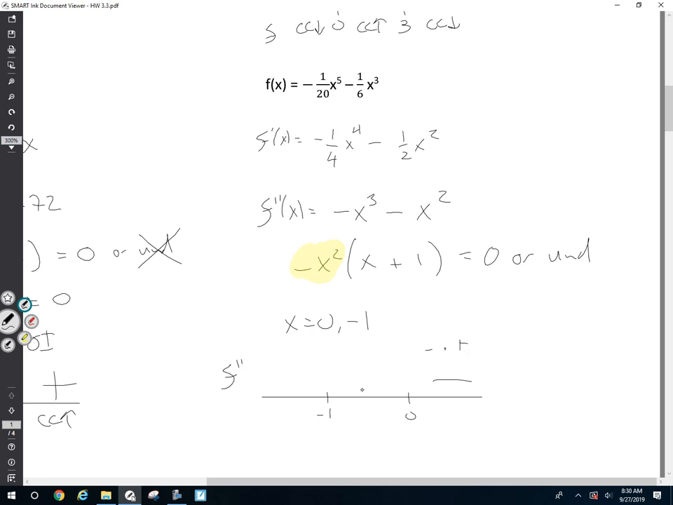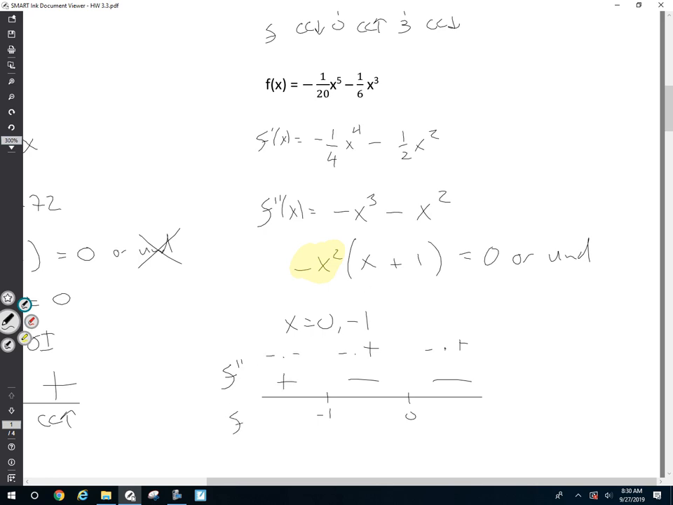If I plugged in -1/2, this would be a negative always, because it'd be a positive value, but take the opposite of it. -1/2 plus 1 is positive as well. Do not change sign at 0. I can kind of tell because I have x squared, and 0 is like the solution. Its multiplicity is even. -2 would be a negative times a negative, which is a positive.